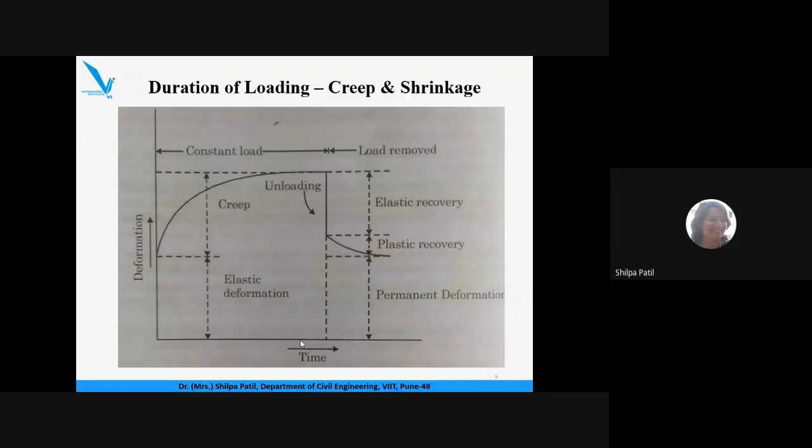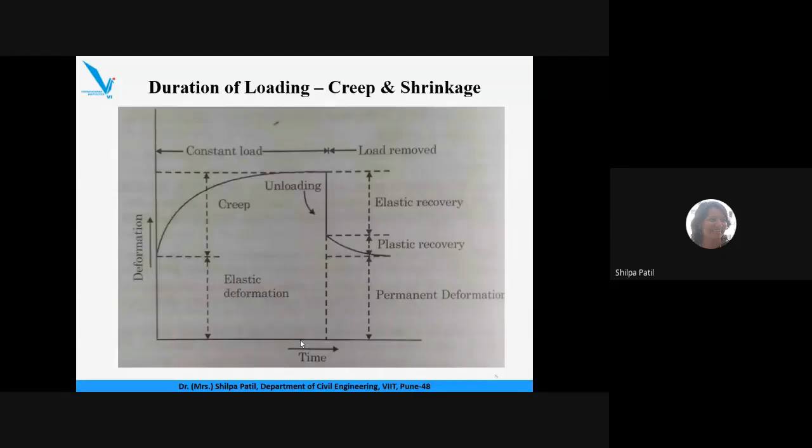Even if you don't know the exact definition, you can at least try to say what you understood by the word creep. Anyone from the class? Deformation of concrete. Cracks during deformation of concrete. Not exactly the cracks, but it is a deformation. Okay, so creep is defined as a plastic deformation under constant load.